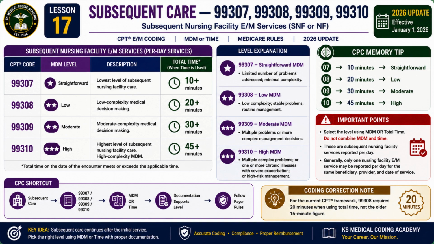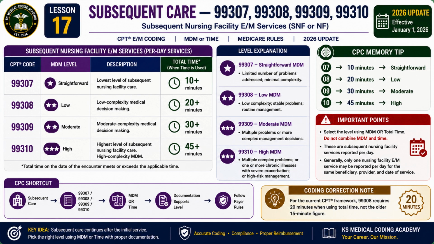And an important correction from older nursing facility materials, 99308 uses 20 minutes under the current CPT framework, not the older 15-minute threshold. When coding, select the appropriate level using MDM or total time, according to the applicable CPT rules, and make sure the documentation supports the selected service. So the simple memory line is: straightforward → low → moderate → high, 99307 → 99308 → 99309 → 99310.